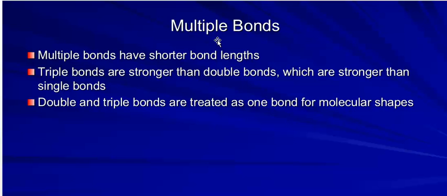Multiple bonds, double and triple, have shorter bond lengths. Triple bonds are stronger than double bonds. That makes sense. And double bonds are stronger than single bonds. But in molecular shapes, we count double and triple bonds as 1.